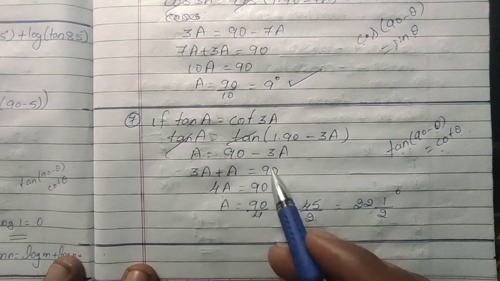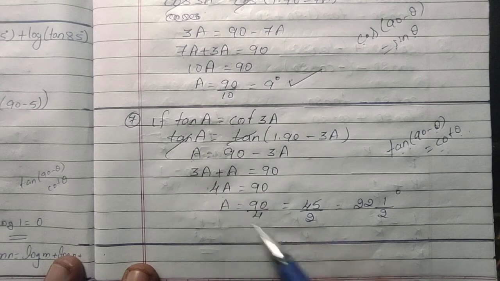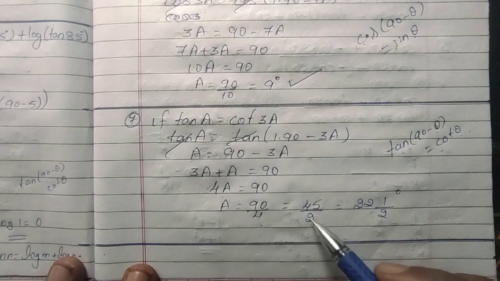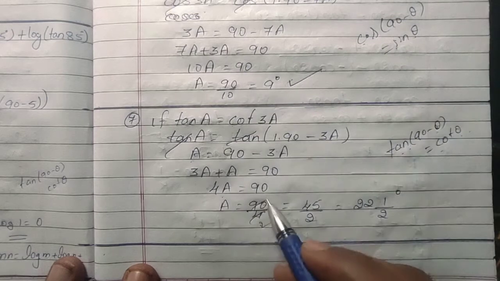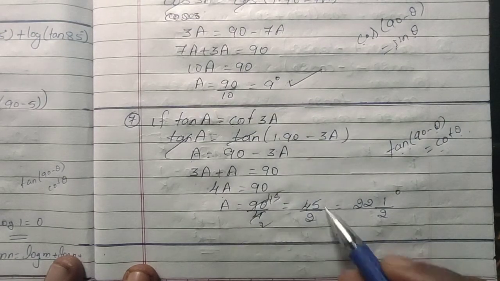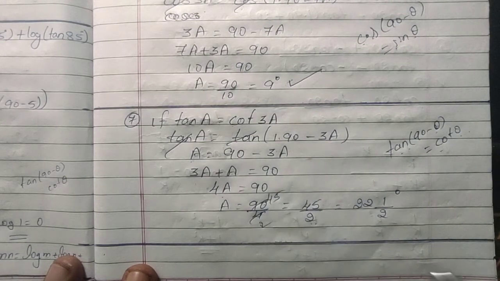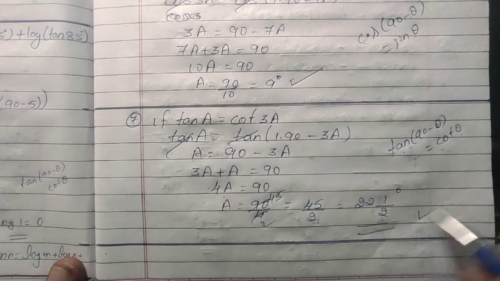Transpose means 4a equals 90. A equals 90 by 4. If you divide this, you will get 45 by 2. This 45 by 2 in the mixed fraction, if you keep, you will get 22.5 degree.